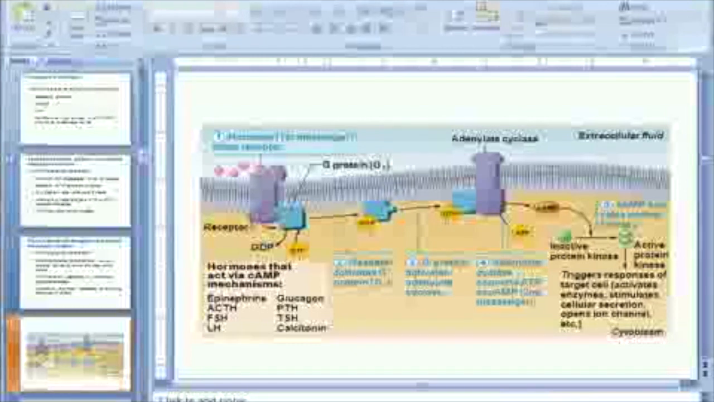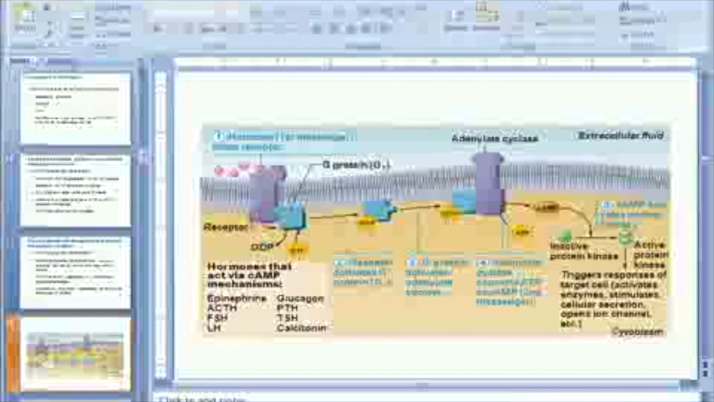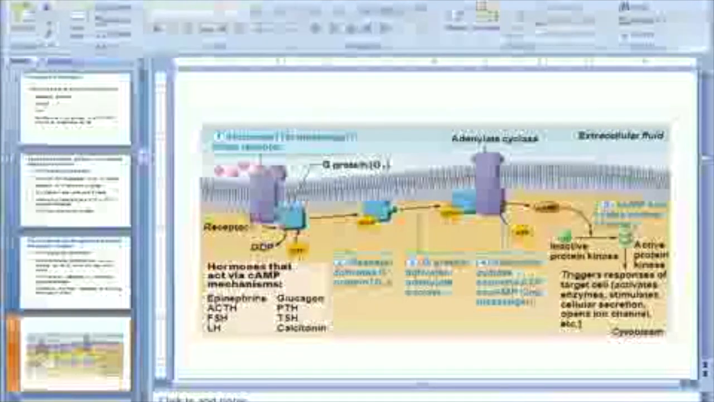Stimulate secretion. Good. And then whatever enzyme we activate or whatever ion channel we open or whatever secretion occurs, that is the action of this hormone. Okay? That doesn't tell us the exact function. That just tells us how it works. So there's some pretty good physiology right off the bat.